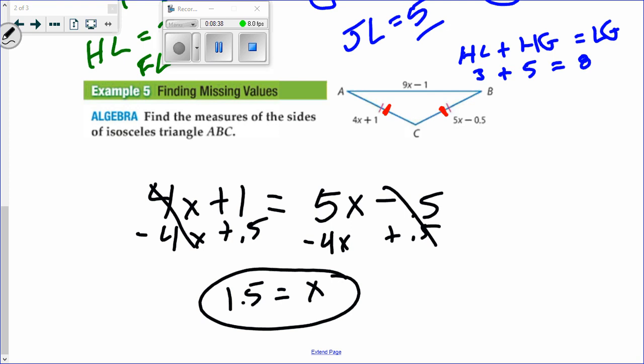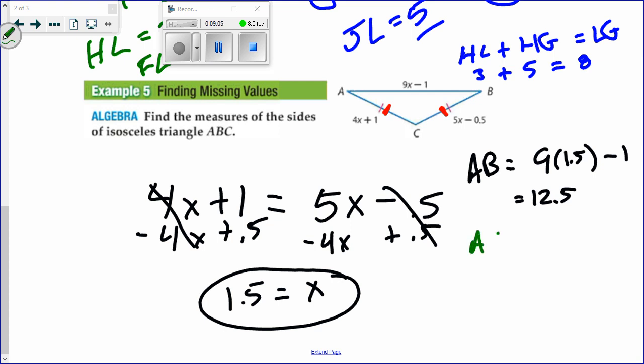So let's now find the measures. So AB is equal to 9 times 1.5, just substituting x, minus 1. So 9 times 1.5, calculator work, of course, 13.5. 13.5 minus 1 is equal to 12.5. So we found AB. Let's find AC.